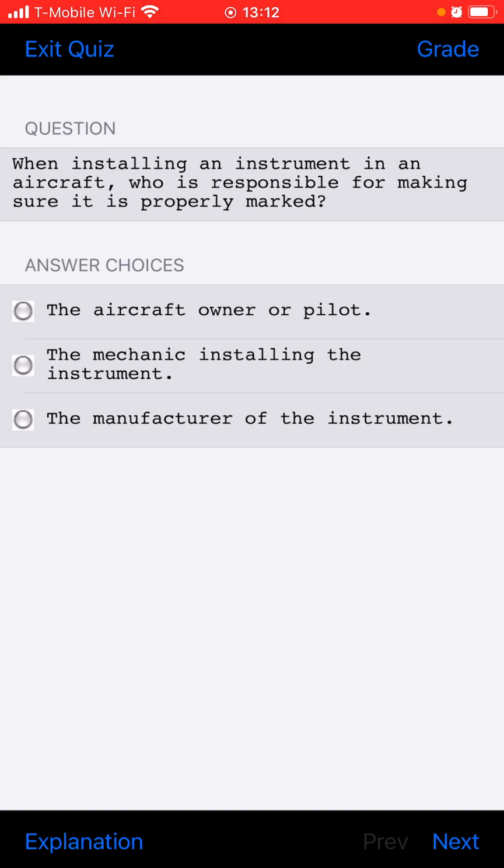What warning system may be required when a NiCad battery is installed in an aircraft? A battery temperature monitoring system.